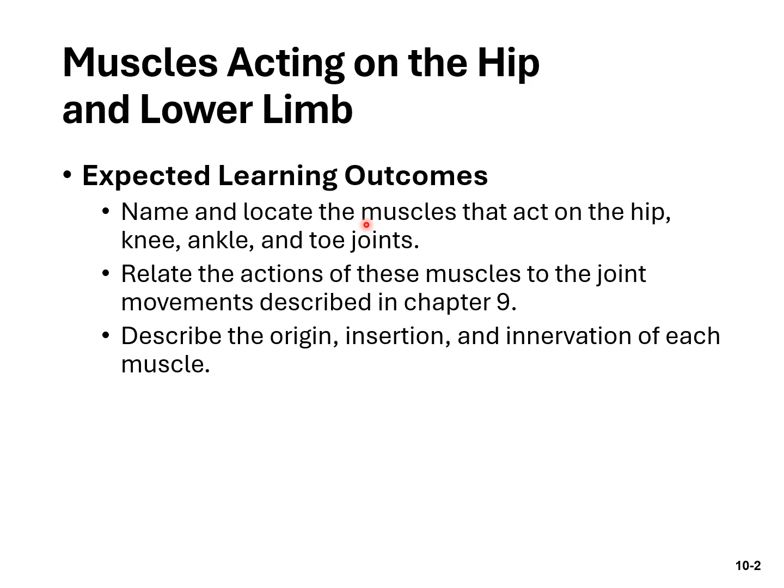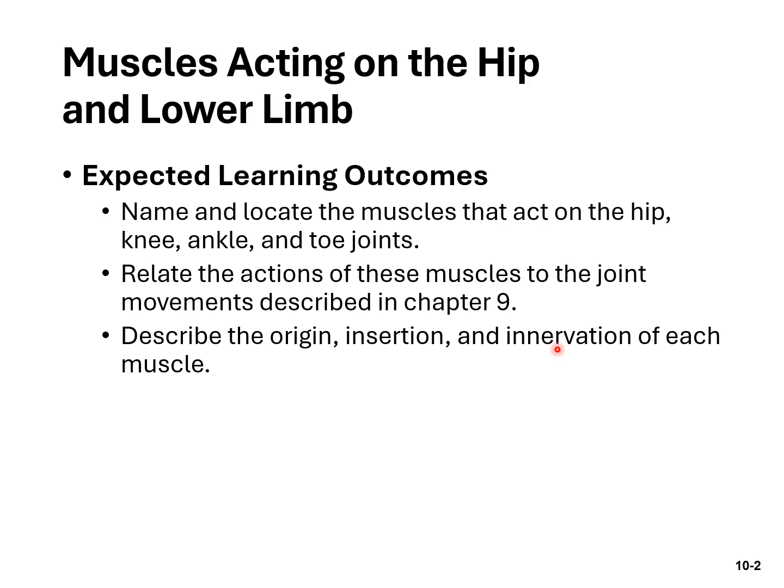So we're going to name and locate the muscles that act on the hip, then the knee, the ankle, and then the toe. We're not really going to focus on the toe, but we are going to look at the hip, knee, and ankle. We're going to relate the actions of these muscles to the joint movements that we described earlier in Chapter 9. We're going to look at the origin, where they come from, the insertion, the part that moves, and then the innervation, or the nerve that acts on each muscle.